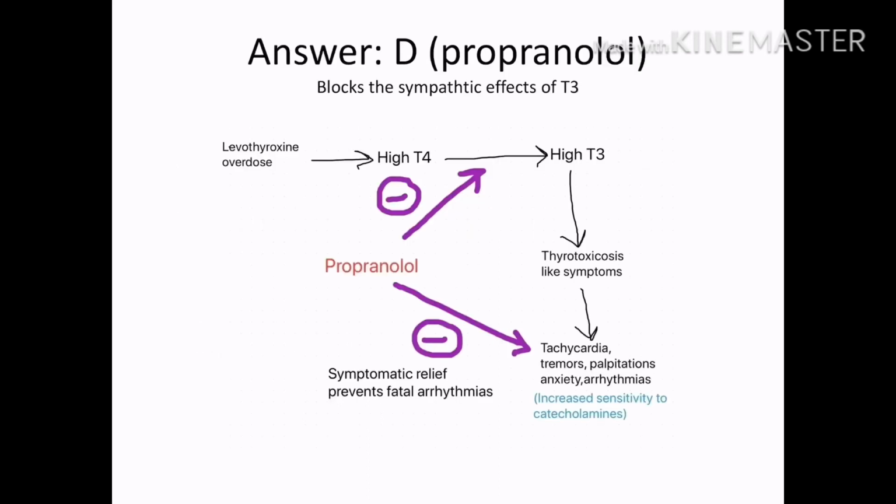So the answer, propranolol, is the answer because propranolol has two effects. Propranolol will inhibit the conversion of T4 to T3, that is the active form, in the blood. At the same time, propranolol will provide symptomatic relief and prevent fatal side effects such as arrhythmias, tachycardia, palpitations, anxiety. Therefore, propranolol is the right answer.